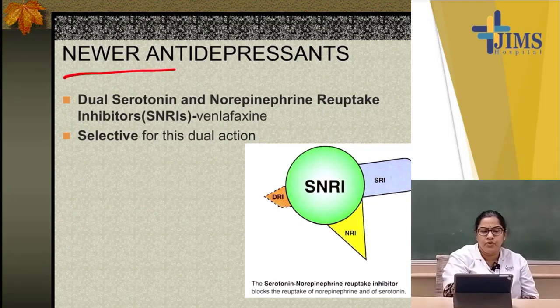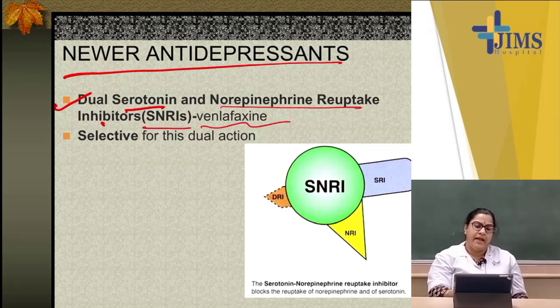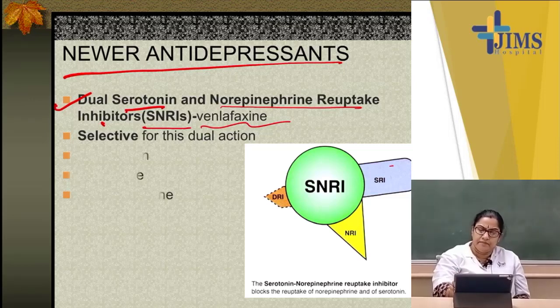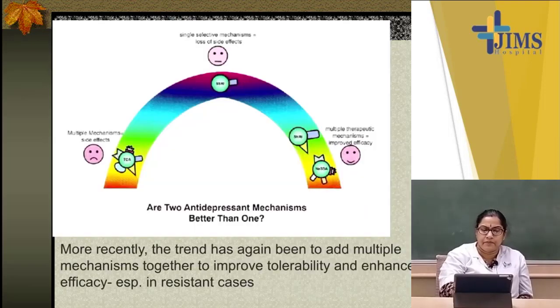So these are the newer antidepressants. Number 1, having dual action on the serotonin as well as the norepinephrine reuptake inhibitors. A very important drug is venlafaxine, and this is selective only for these two actions: the serotonin reuptake inhibitors and also norepinephrine reuptake inhibitors. Examples are milnacipran, duloxetine, and venlafaxine.